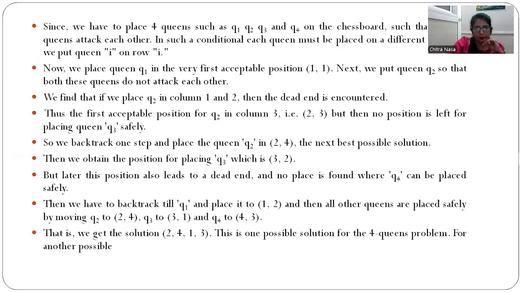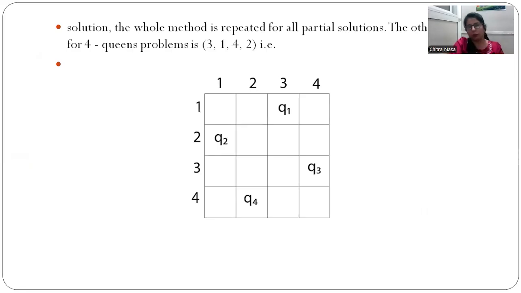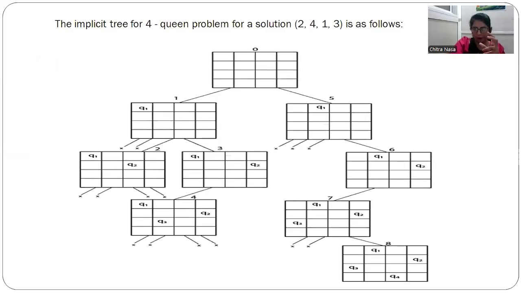So let's see how the problem gets easily solved. The solutions for the four queen problem are 3142 and another is 2413, right? So let's see how backtracking solves this.